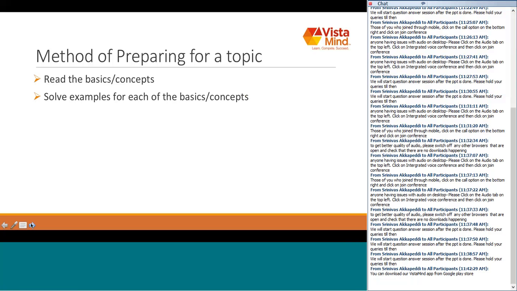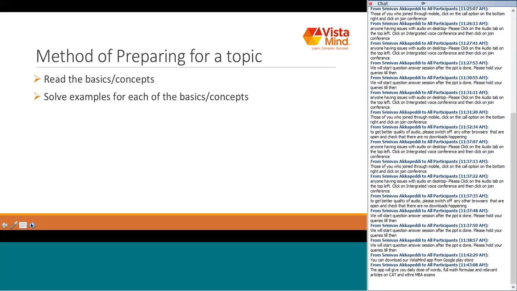Read the basic concepts, then solve examples for each of them. If there are questions with concepts, average speed is a concept. Do one or two examples from average speed, maybe worked examples themselves, which somebody has given you in a booklet, or you can refer to your class notes and read that again.